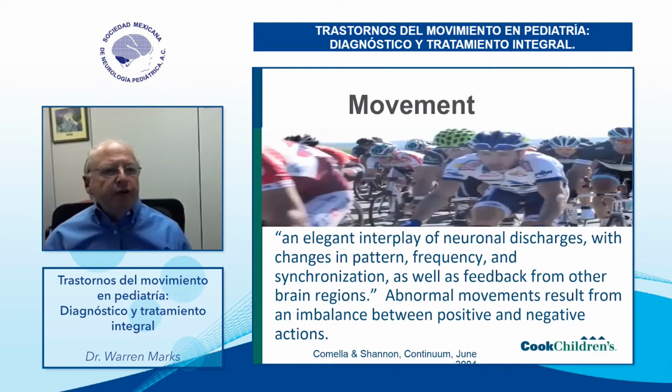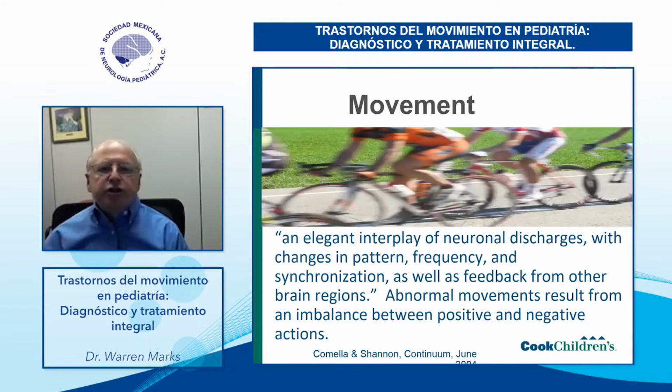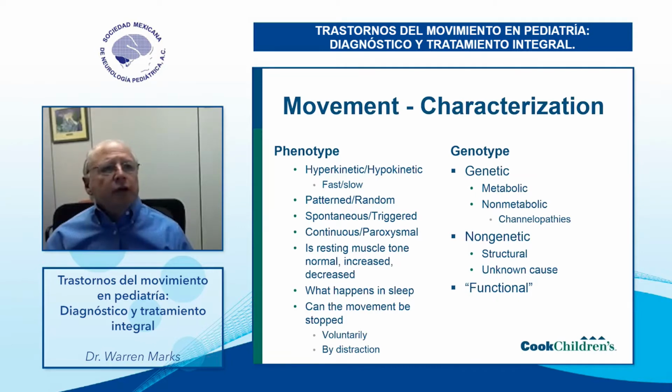So movement itself requires an organized firing pattern between neurons. And the way they communicate movement is by changing the pattern, the frequency, and whether the excitatory or inhibitory neurons are the ones that are firing. And when we have abnormal movements, it's due to an imbalance between those positive and negative actions that we need for nice, smooth movement. So in order to characterize movements, I've developed some ways of thinking about them, and we need to think about both the phenotype, and now we need to really know about the genotype, because that's what drives treatment.